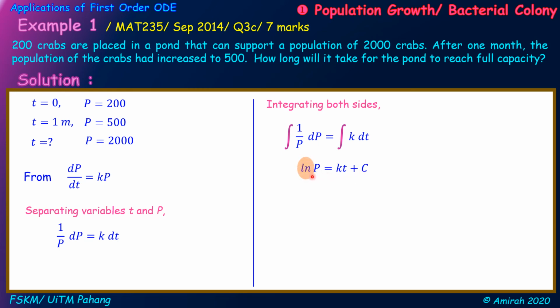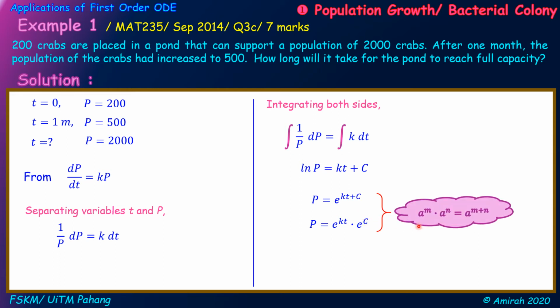And then after that, we need to write population as a subject. So we need to move ln to the right hand side. When we move ln to the right hand side, it becomes population as a subject equals e, where e is Euler's number, to the power of kt plus c. And from here we can separate, so we can write P equals e to the power of kt times e to the power of c.